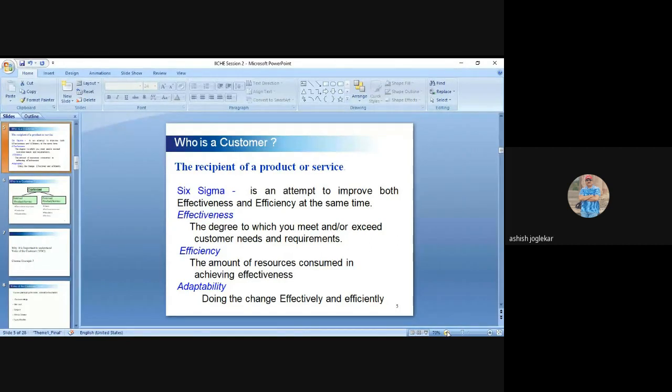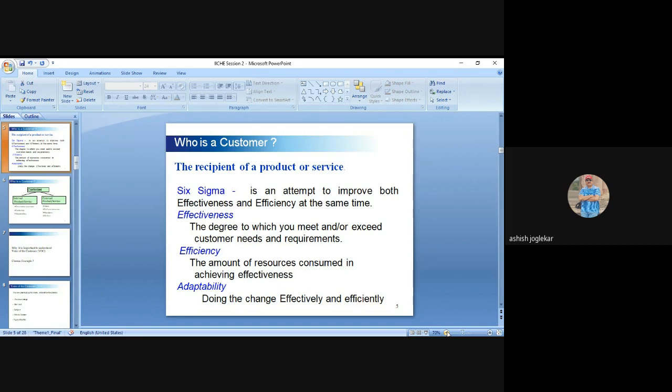So Six Sigma deals with improving both effectiveness and efficiency. How? Six Sigma will try to optimize the use of resources to get the desired effectiveness. That is what Six Sigma does. So it is effective because Six Sigma is improving efficiency. It is helping the organization to reduce its cost, its time, its efforts, and also helping the customer to get a good product. So effectiveness and efficiency are 2 terms which are very important in Six Sigma. And what is adaptability? Doing the change effectively, efficiently.